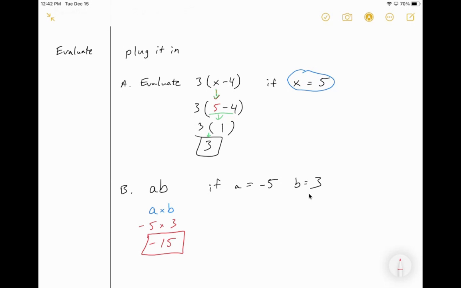What do you think? That makes sense? So whenever you have 2 letters right next to each other, or a number and a letter right next to each other, it's multiplication. That's what some people get really confused with sometimes. So let's try another one here.